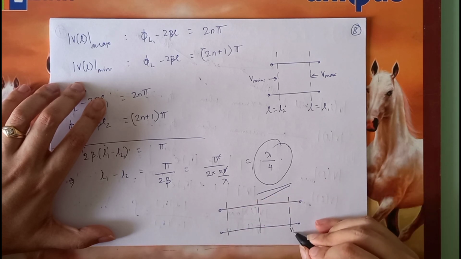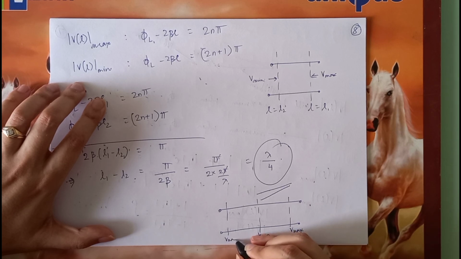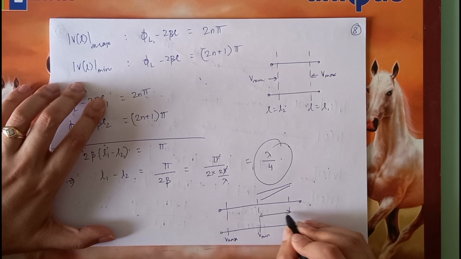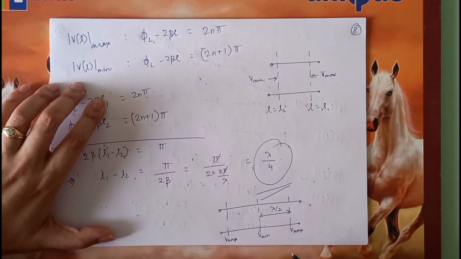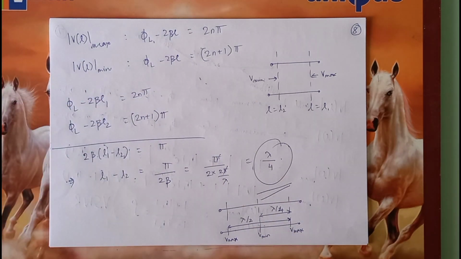So if this is Vmax, this is Vmin, and this is also Vmax, you will see that this distance is lambda by 4, but this big distance is lambda by 2. This proof I leave it to you as a simple exercise.